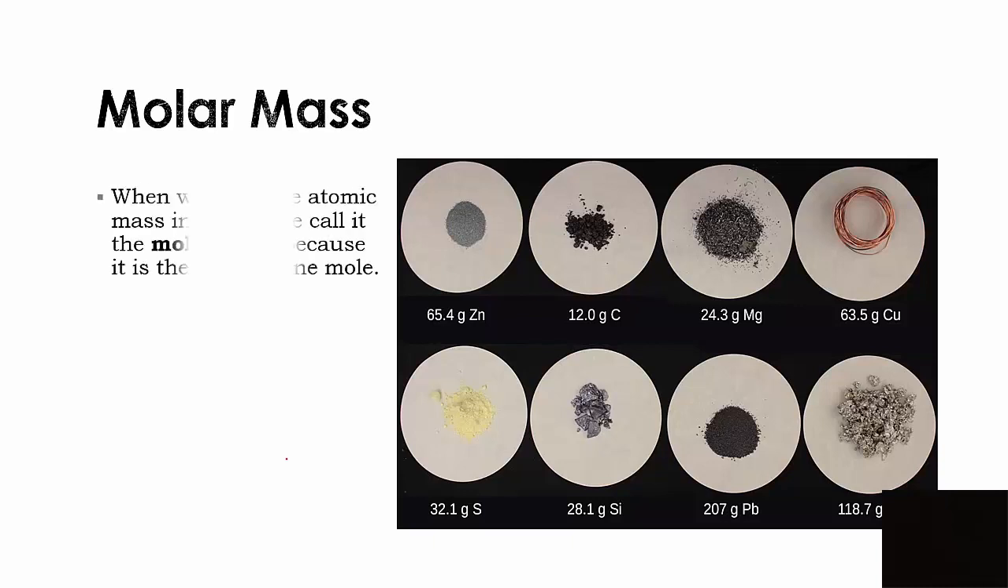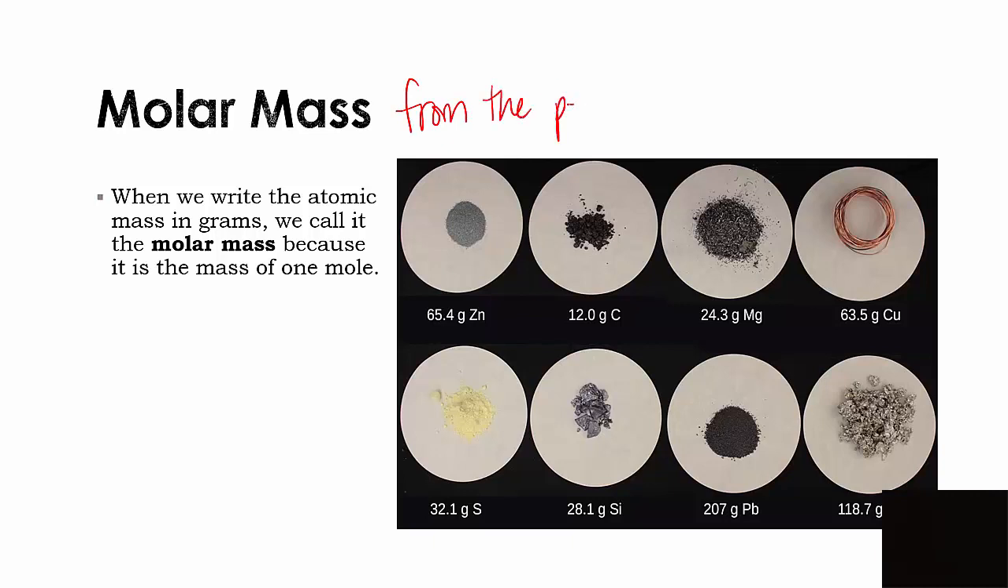All right. This number here that we're talking about is called the molar mass. So when we write the atomic mass in grams, we call it the molar mass because it's the mass of 1 mole. Molar mass is the mass of 1 mole. And I like to frequently say while I'm teaching, when I say molar mass, I say molar mass from the periodic table. Okay, so I'll use that phrase a lot. Whenever we're finding the molar mass, we're going to remember that that's the number from the periodic table. It's the mass of 1 mole.